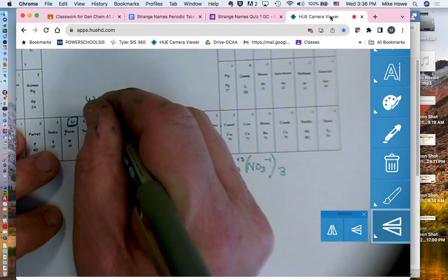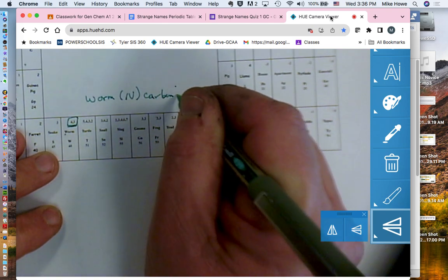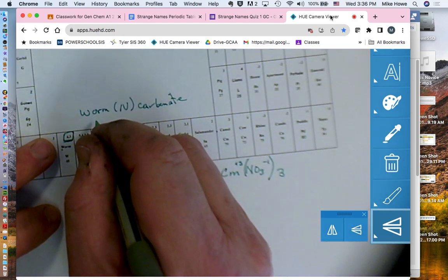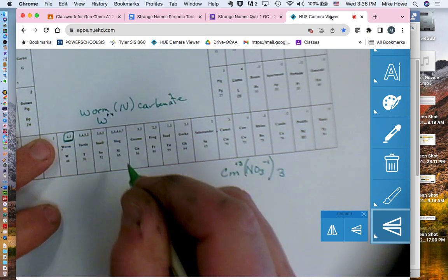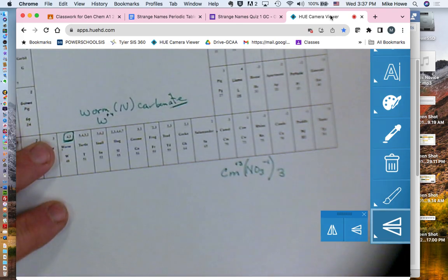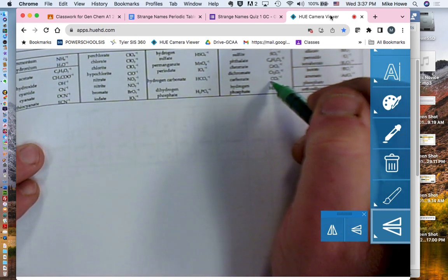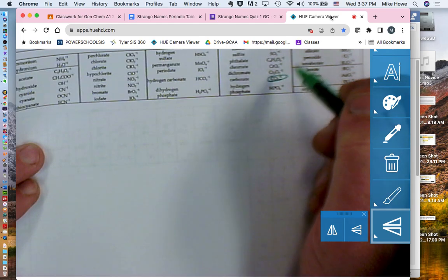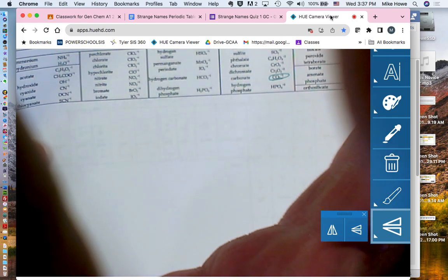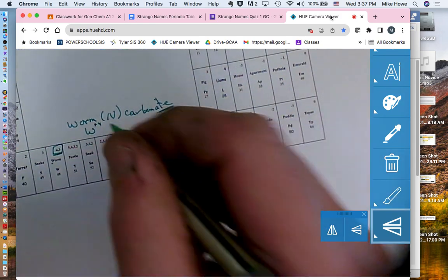But the formula said worm 4 carbonate. So if it's worm 4, then that means you use the +4 charge. So you put a W. It's got a +4. And then carbonate, again, you've got this ATE ending, so you're going to look at the back side of your table. And carbonate is right here. It's got a -2 charge. Hard to see here, but you'll be able to see it on yours. It's not a great camera. So that's -2, so I'll write it on here.